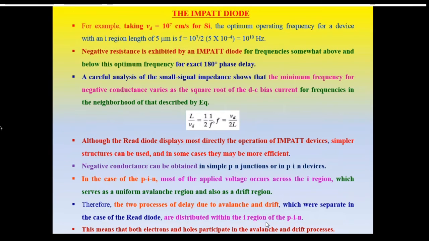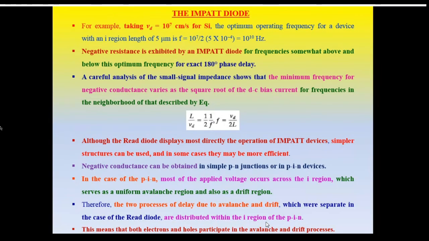Some examples: what is the value of Vd, and the I region length is given. So how to calculate that? Negative resistance or negative conductance is exhibited by an impact diode for frequencies somewhat above and below this optimum frequency. In this case the optimum frequency is given as 10 raised to 10 hertz.